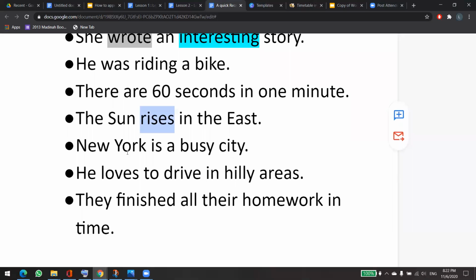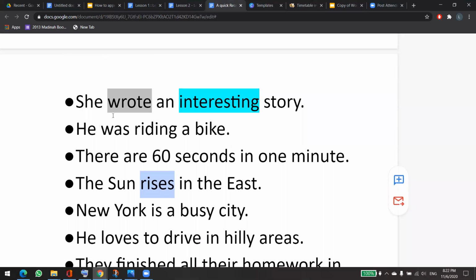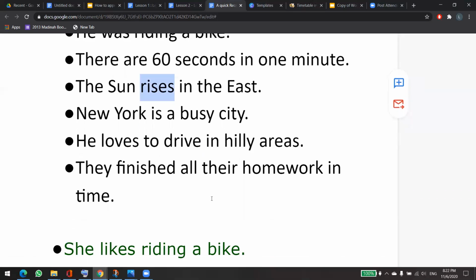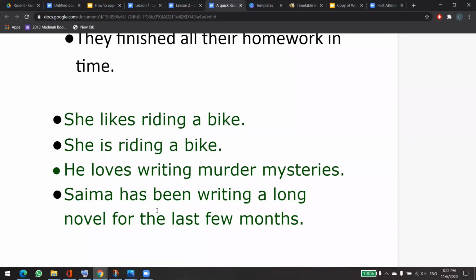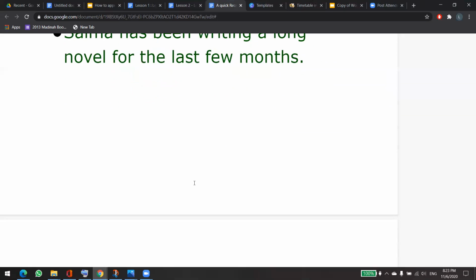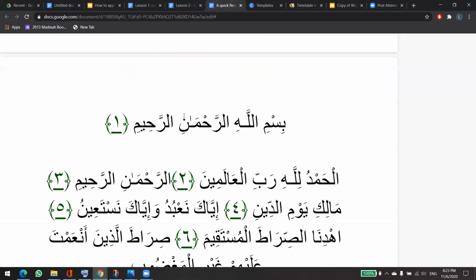So all these sentences we did last time. I gave you examples of the first 4 sentences, and then these are extra sentences. You can do them on your own, inshallah. And let's go to the next lesson.